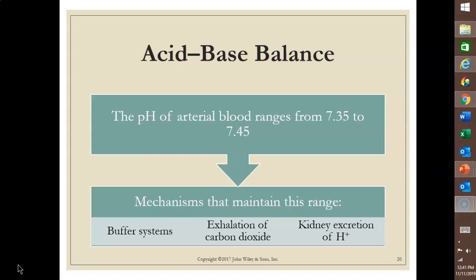By increasing the rate and depth that you breathe, more carbon dioxide can be exhaled. Within just a few minutes, this reduces the level of CO2 in the blood. That means we create less carbonic acid when that CO2 binds to the water in the blood. By reducing the amount of carbonic acid, we reduce the level of hydrogen ions in the blood, and that raises pH. The slowest mechanism, though, is the only way that we can actually eliminate those hydrogen ions from the body fluids, and that is through their excretion in urine.